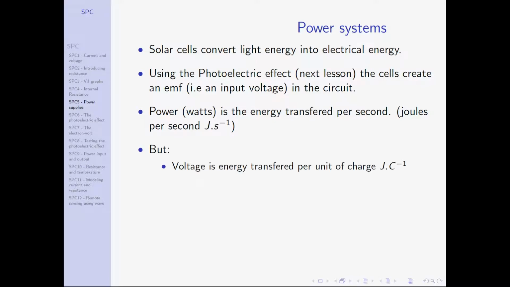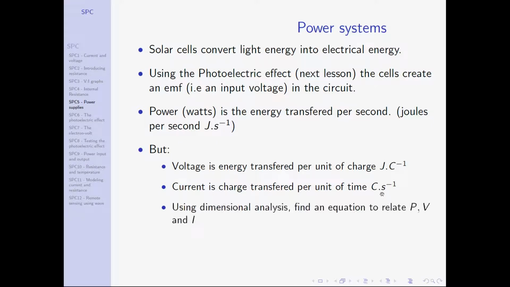And so energy is transferred, and let's see if we can work out how we get to this equation. So power is measured in watts, which is joules per second. Voltage is the number of joules per coulomb, so work done per unit charge. Current is charge per unit time, so that's coulombs per second.